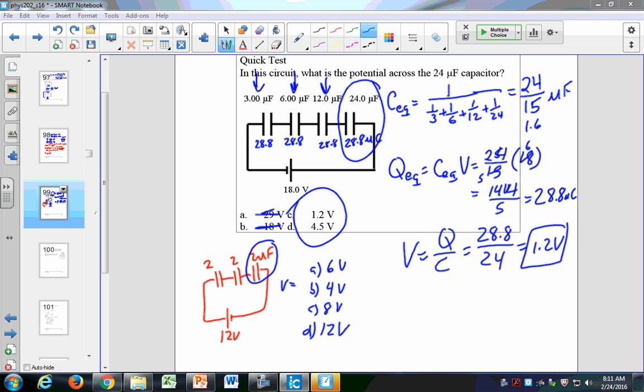Find the equivalent capacitance, find the charge on that equivalent capacitance. Recognize that that charge is the same on all the capacitors in series, and then find the voltage. Because that will never fail you. But again, it will often be an easier way. Let's try this question. Right here.